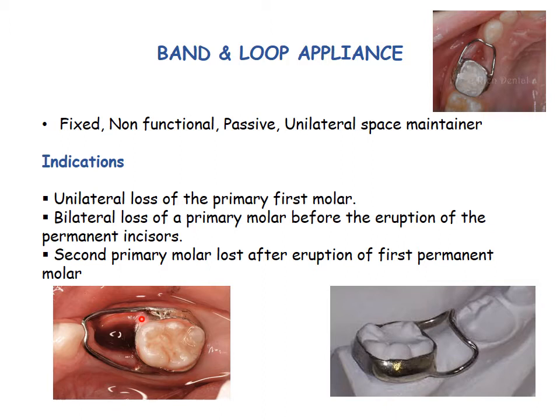So the second primary molar lost after the eruption of the permanent first molar. Again, it is indicated. As you can see here in this picture, this is the E, which is banded, and the D is extracted, and the loop is resting on the canine.